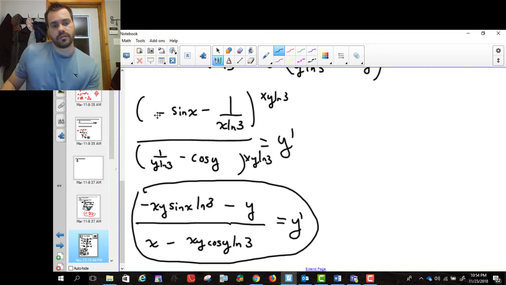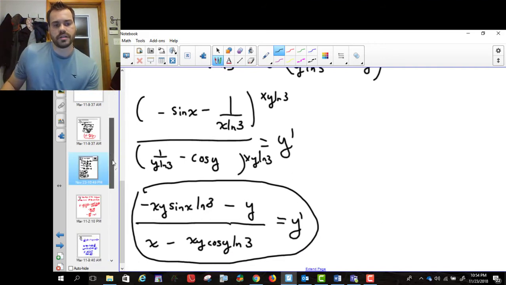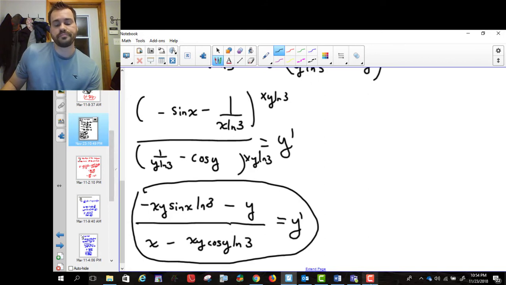So that's logarithmic differentiation, or sorry, implicit differentiation. And we're going to practice a lot more of that in class, but that's the concept. So I'm just going to leave it there. We'll do more complicated ones, and hopefully you'll become proficient at it.